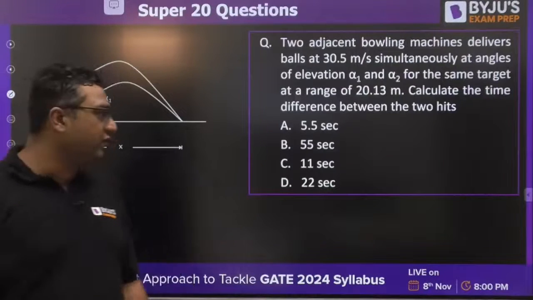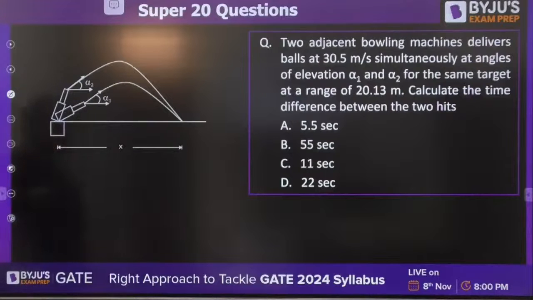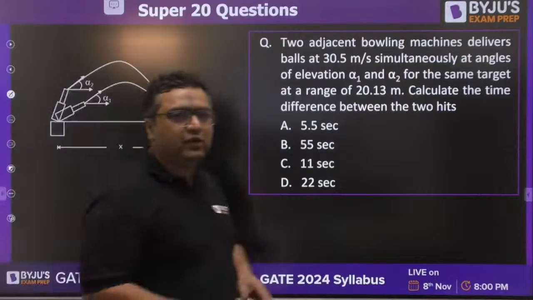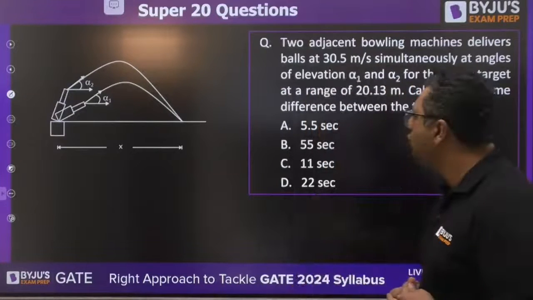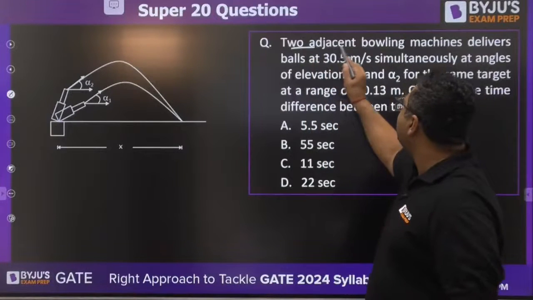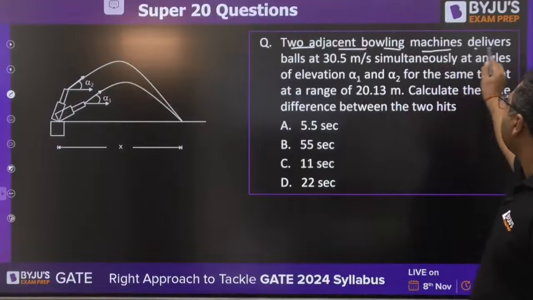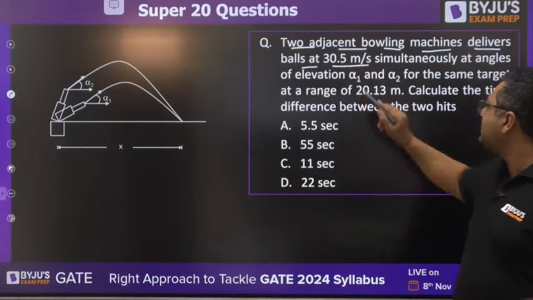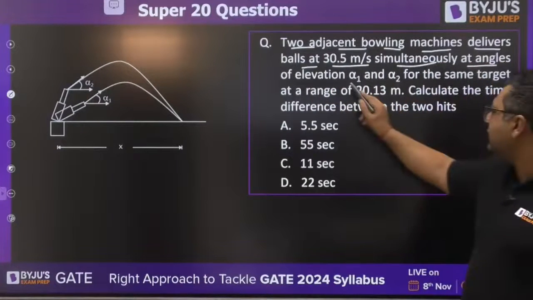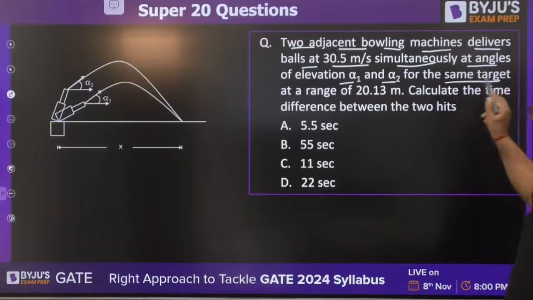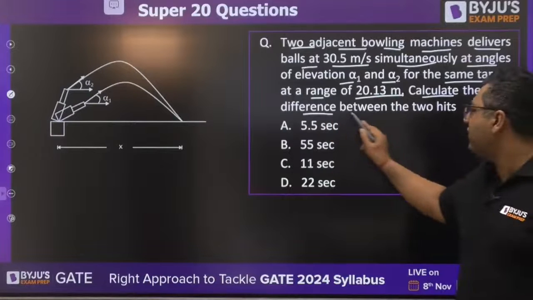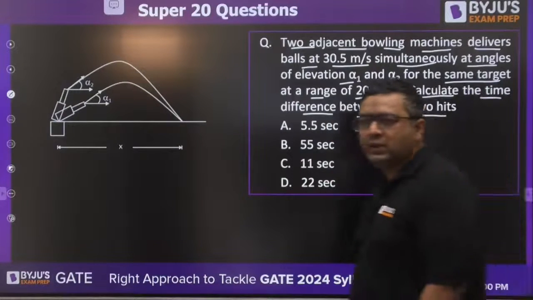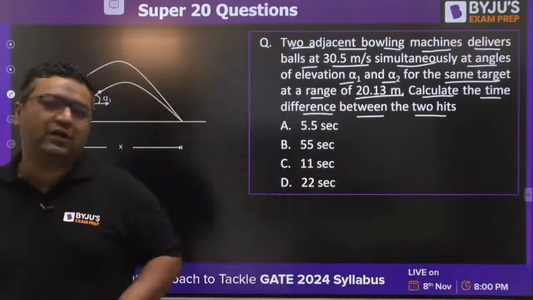Moving to the next question, once again from projectile motion. Here you have a comparison of two projectiles. One is at an angle of alpha 1, other is at an angle of alpha 2. So you can see two adjacent bowling machines deliver balls simultaneously at angles of alpha 1 and alpha 2 for the same target at a range of this many meters. Calculate the time difference between the two hits. So my dear, you have just seen the formula for the time.